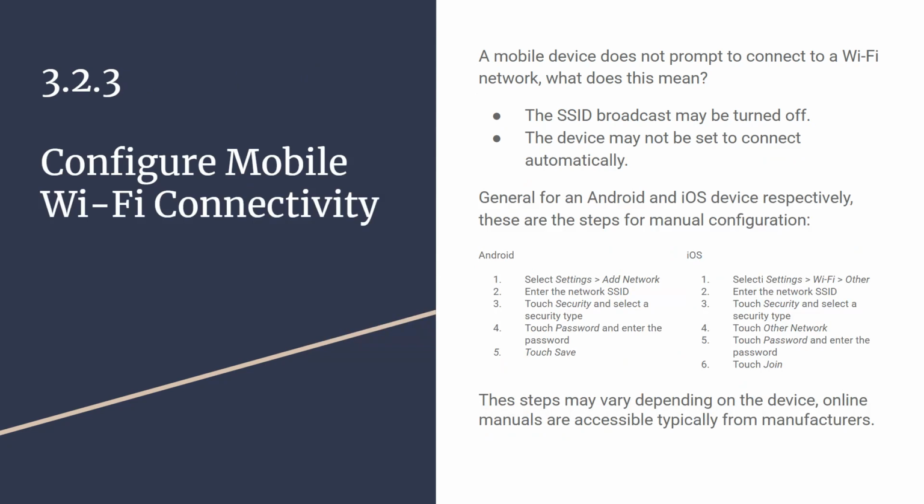When a device cannot connect to a Wi-Fi network, it may mean that SSID broadcasting is off, or the device may not be set to connect automatically. So you can manually configure an Android or iOS device to connect. You just go to settings, add network, enter the SSID, touch security, and then select the security type. iOS has an additional step: touch other network, and then you enter the password and click save or join. The steps may vary depending on the device, but you can usually find online manuals from manufacturers.